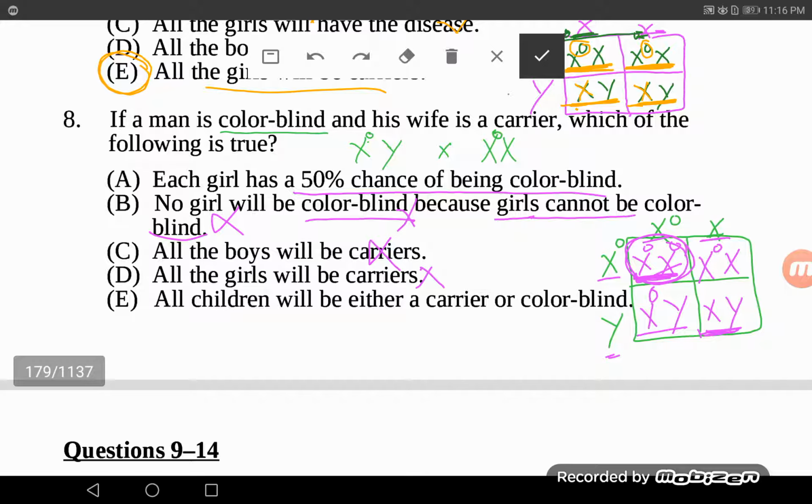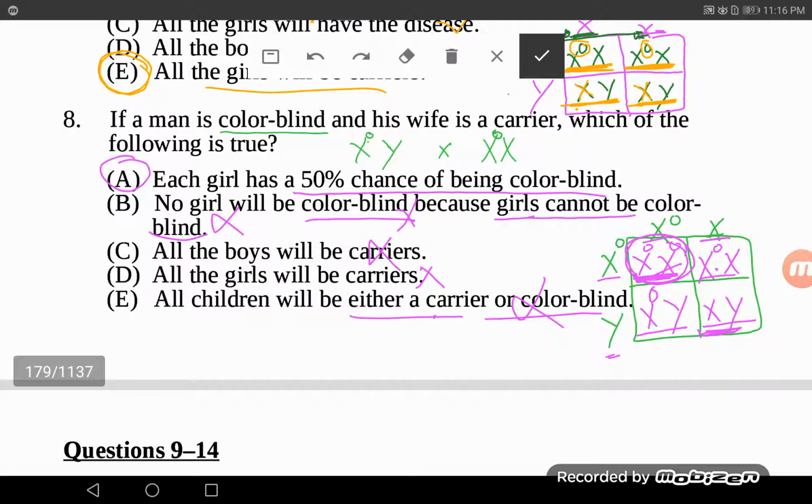All children will be either a carrier or colorblind. This one is also not true. As we can see, one of the children is neither a carrier nor colorblind, and we can see one girl and one boy who are safe and will not have that disease. So the answer for the question is A.